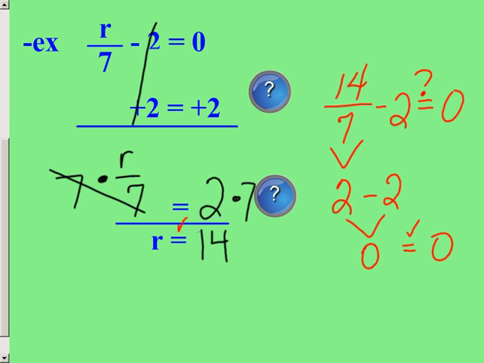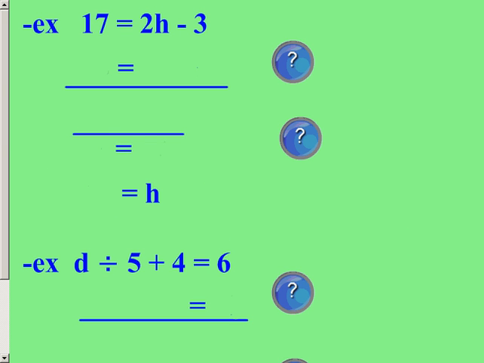I'm going to do 2 more examples. Take a look at it and see if you know what to do first. So you might want to pause it, give it a shot.